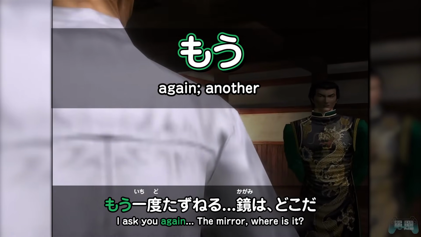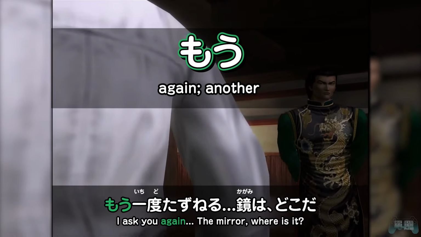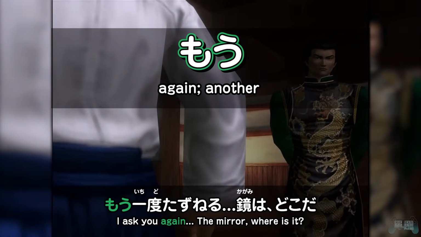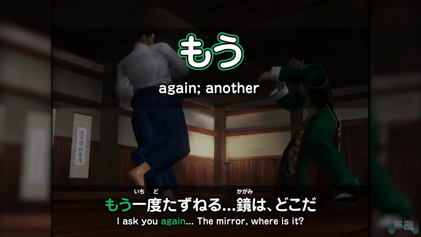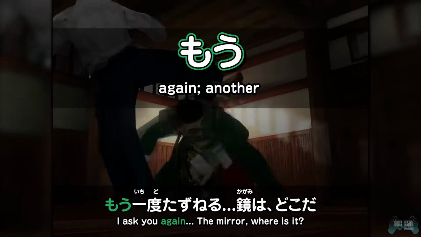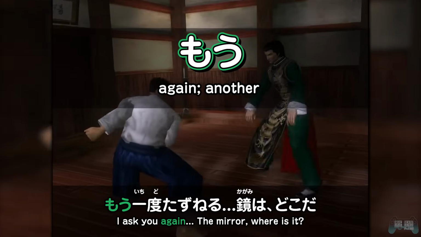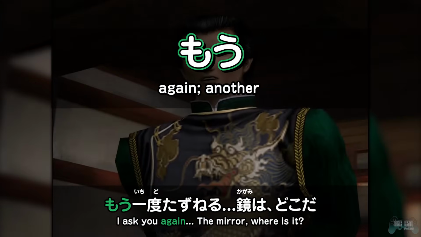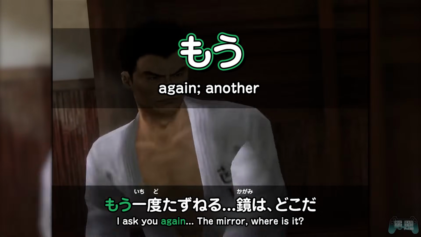Mō. Next is a very similar sounding word, mō. The u here is actually slightly more drawn out sounding than simply mo from the previous particle. This time, mō means again or another. For example, if you didn't hear something, you could ask your friend to repeat what they just said.